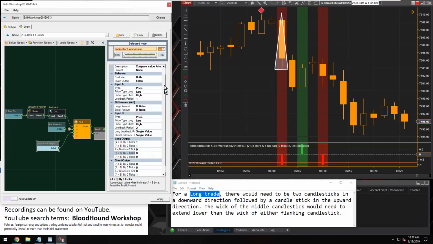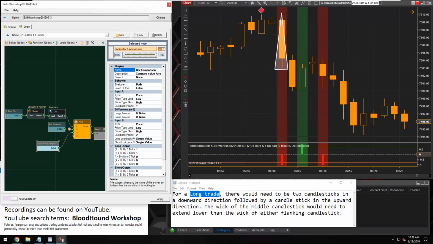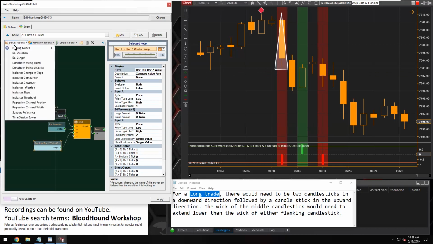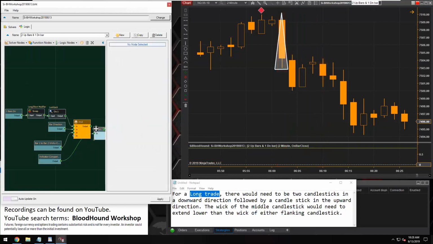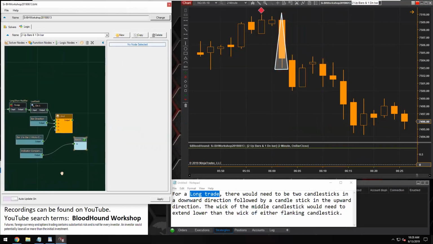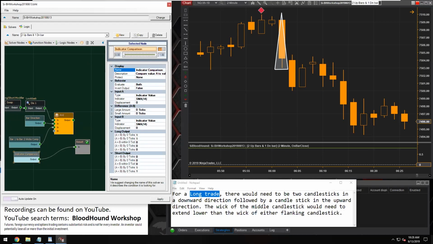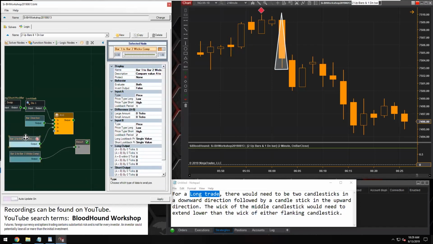All right, so let's see here. Before we move on, let's give this a name. All right, so we know this solver is comparing bar 1 to bar 2. So let's grab another comparison solver and connect this in, like so. This will be the bar 2 to bar 3 wick comparison here. Basically, we're just going to repeat what we've done here.